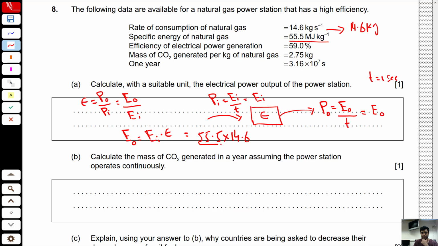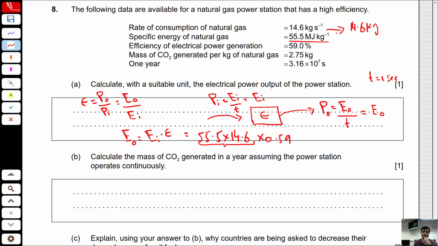So this is how much input energy is available in 1 second, and then multiply by the efficiency, which is 0.15. Just make sure you convert the percentage into a fraction. So I repeat this. 1 kg of natural gas when burned will release 55.5 megajoules of energy. Then how much energy will be released by 14.6 kg of natural gas? Simple multiplication.